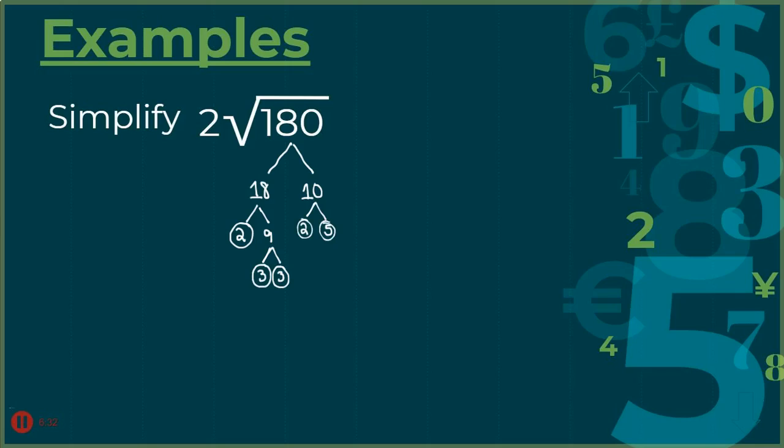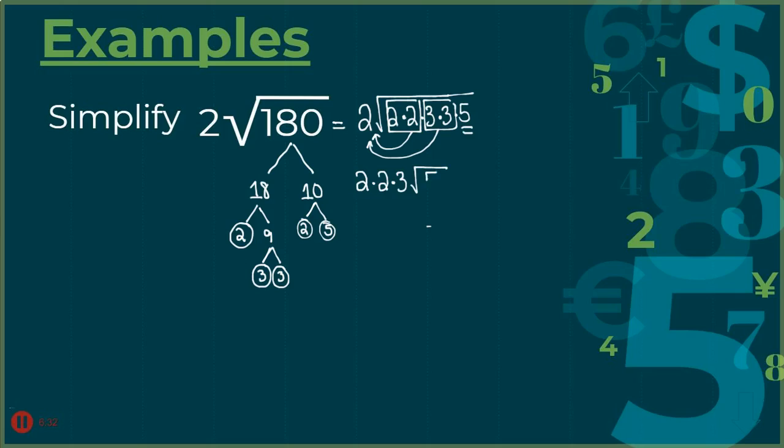So when I rewrite this, I'm going to keep the 2 on the outside that's already there. And I'm going to rewrite 180 as 2 times 2 times 3 times 3 times 5. And I'm looking for pairs of numbers. I have a pair of 2s and a pair of 3s. So my pair of 2s pulls out as a single 2. My pair of 3s pulls out as a single 3, and there's already a 2 there. So I have a 2 that was already there, a 2 that comes to the outside, and a 3 that comes to the outside. And the only thing that is left underneath my radical is the 5.